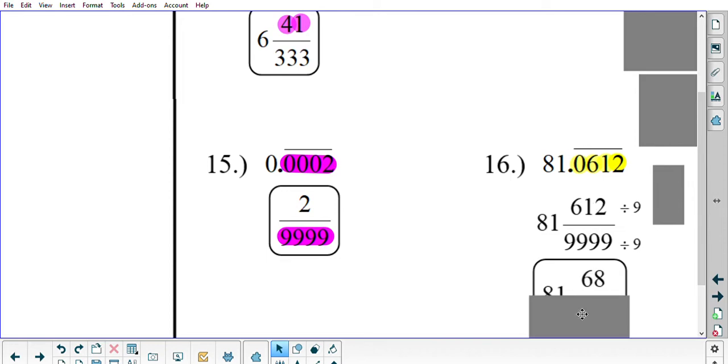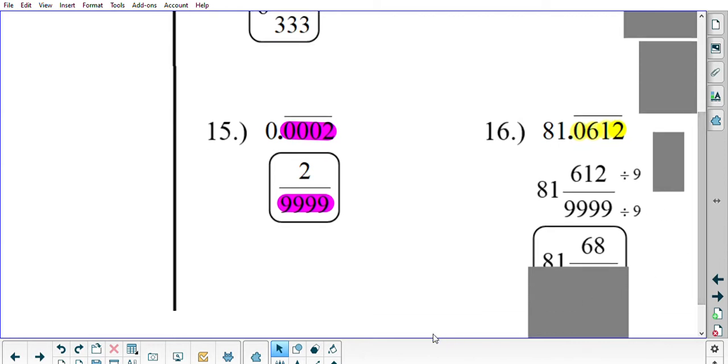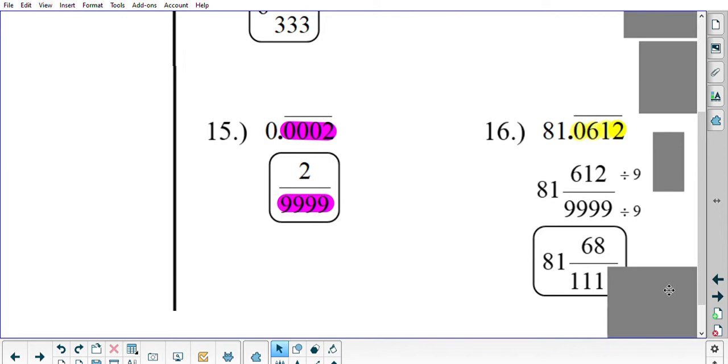So 612 divided by 9 is 68. You might have had to go off to the side to figure that out with some long division. 9,999 divided by 9, that's really easy to do. You can do short division. 9 divided by 9 is 1. 9 divided by 9 is 1. 9 divided by 9 is 1, and so on and so on. So that's why it's 1,111. That is simplest form. There is nothing that can divide into 68 that would also divide into 1,111 evenly, other than dividing by 1, which is a waste of your time. So that is in simplest form.